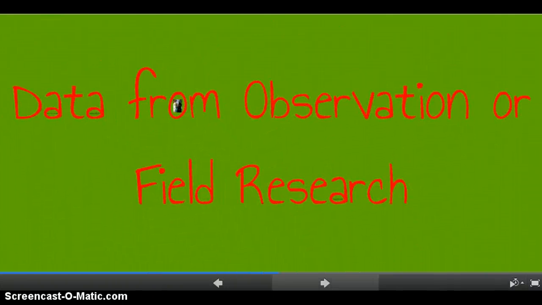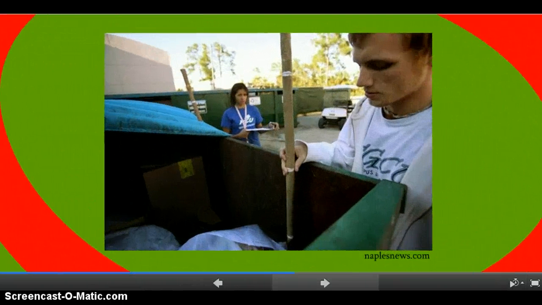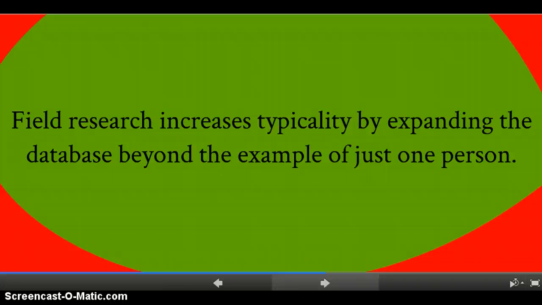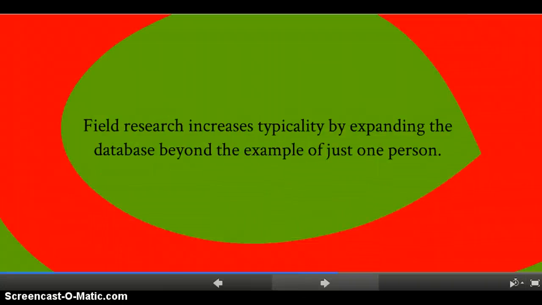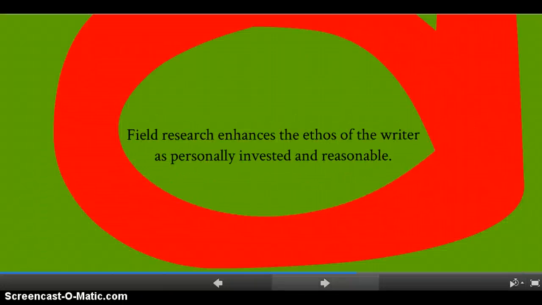Also consider including data from your own observations or field research. Here we have students measuring the amount of trash in a dumpster, and I can assume that they've measured trash in other dumpsters in a particular area for a comparison. Field research often gives the feeling of scientific credibility to your evidence. It also increases the typicality of the evidence by expanding the database beyond the examples of just one person or example. Finally, field research enhances the ethos of the writer as someone who is personally invested and reasonable.